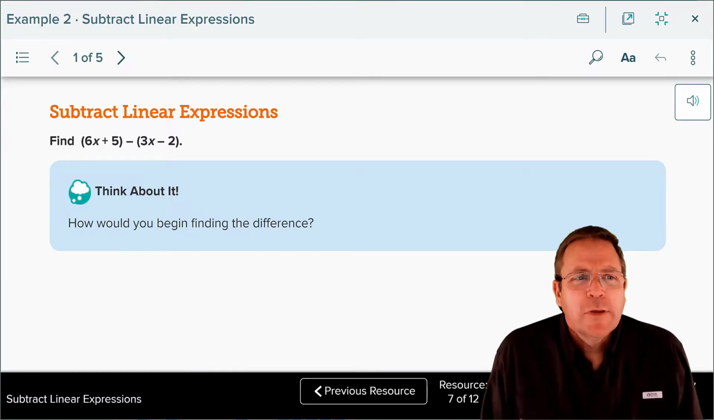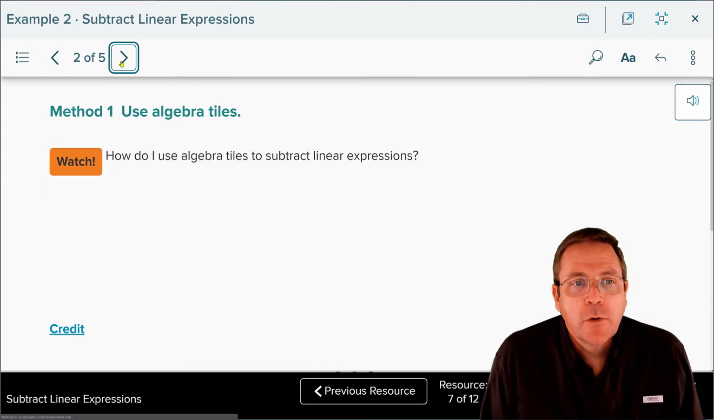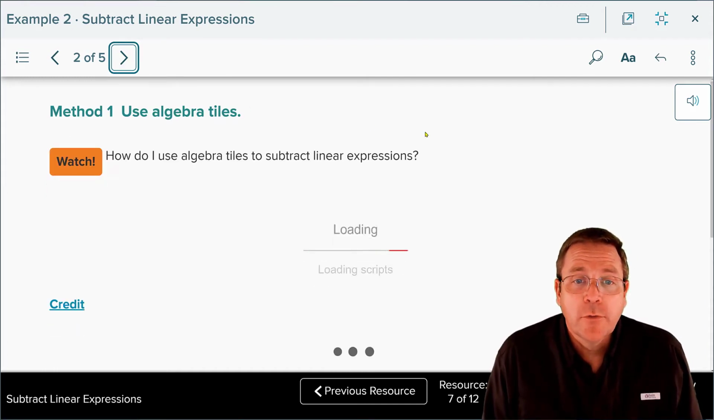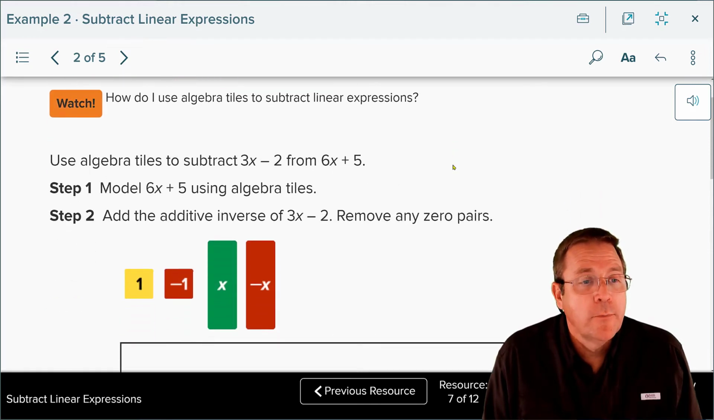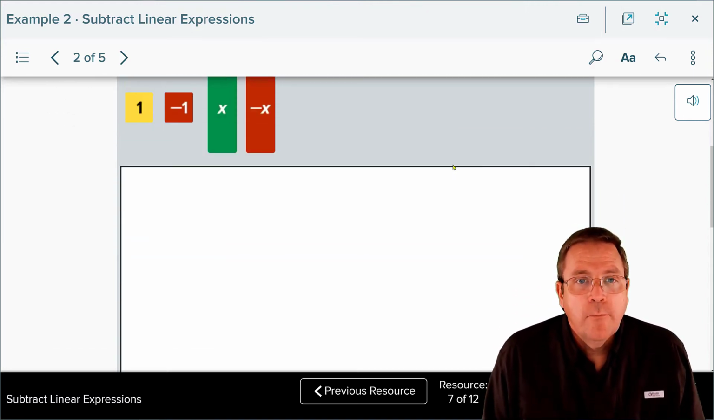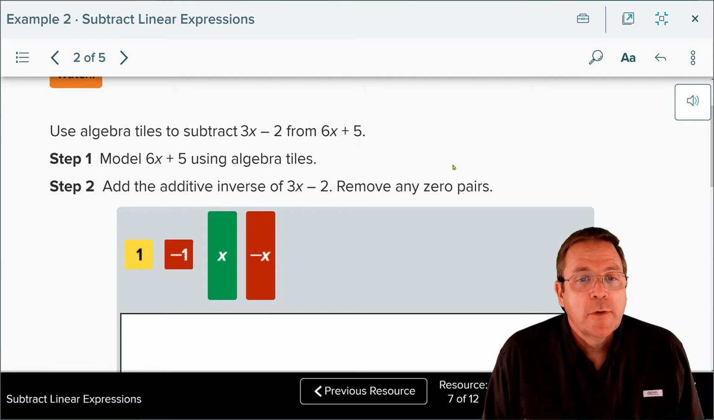And that takes us to example 2, which says find 6x plus 5 minus the difference of 3x and 2. So what are we going to do? Well, we're going to do exactly what they said to do. They want us to use algebra tiles first, so that's going to be a pretty cool thing to do. Use algebra tiles to model 6x plus 5, and then add the additive inverse of 3x minus 2, remove any zero pairs. Well, first off, we're going to deal with the 6x plus 5.